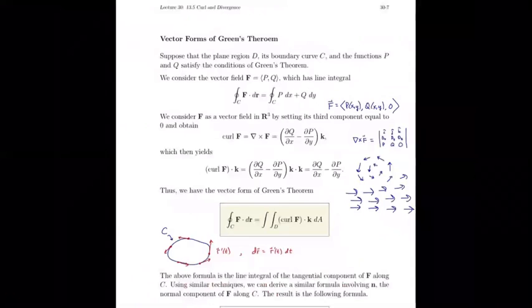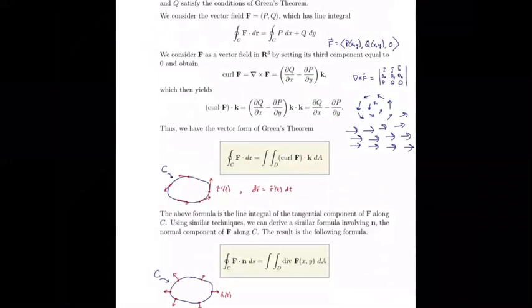So take this curl of f that we have, and let's dot it with k, the standard basis vector k, and we get exactly the term in Green's theorem that's in our double integral. Okay, so we swap that out in the double integral of Green's theorem, and we've got this vector form of Green's theorem, where the two highlighted green objects are equal to each other. So we can rewrite Green's theorem in this vector notation. Okay, so what does that mean?